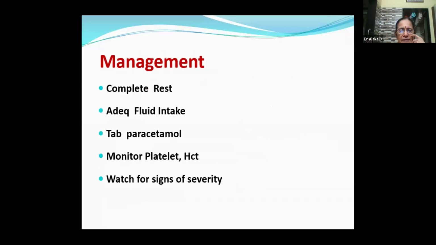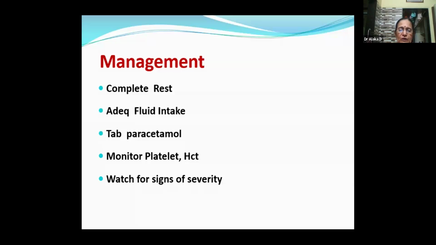What is the management in the mild cases? Complete rest. Now, as I said, there is a capillary leak, and therefore we have to replace this fluid. So, adequate fluid intake. Give lots of fluid orally if the person is taking orally. Naturally, in the mild cases, he is conscious, otherwise normal, so he can take plenty of oral fluid. He can take fruit juices, he can take any liquid, but there has to be adequate fluid intake. Tablet paracetamol for fever and body ache, arthralgia, bone pains.